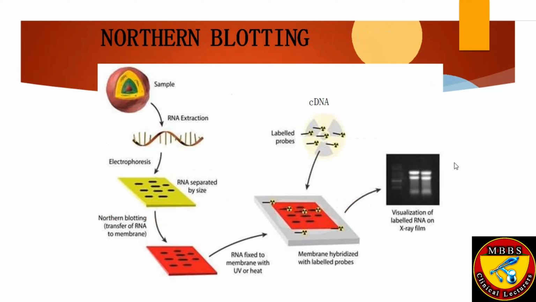In this technique, the sample is taken, RNA is extracted, and the RNA is separated by size by means of electrophoresis. Then by the Northern blot technique, RNA is transferred to a membrane. The RNA is fixed to the membrane with ultraviolet light. The membrane is hybridized with labeled probes. After that, the labeled probe is visualized on an X-ray film.